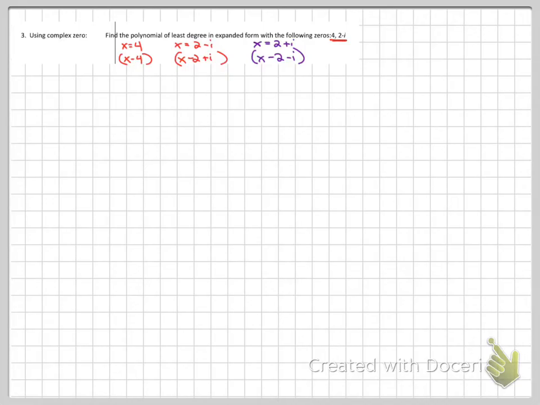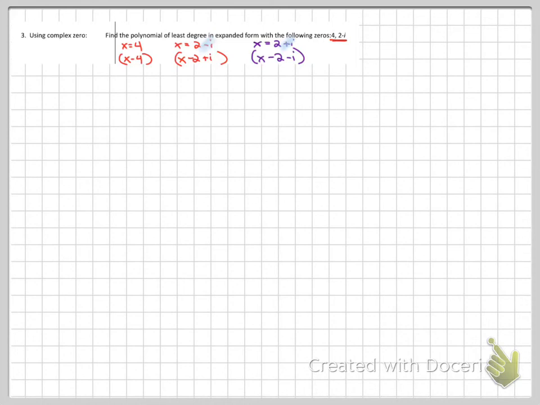Okay, so we are undoing zero product property. So it must be x minus 4. It must be x minus 2 plus i. And then remember that was a complex zero. So that means it has a complex conjugate. So you must also have another factor of x minus 2 minus i. So we're halfway there.